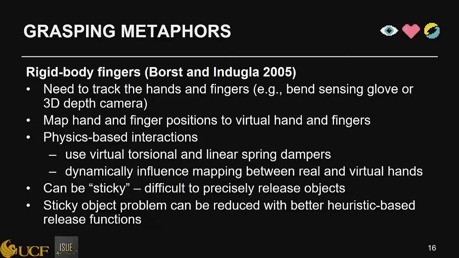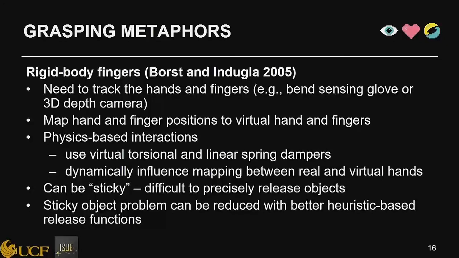So with rigid body fingers, which is what they're called, basically with any of these techniques, you need to track the hands and the fingers together, okay? And you can use a bend sensing glove to do that, or a 3D depth camera, whatever input device you have that's going to give you both the position of your hand and the fingers. And what we basically do is map the hand and finger positions to a virtual hand and fingers, so that as I move my hand in the physical world, I see the virtual representation of my hand in the virtual world.